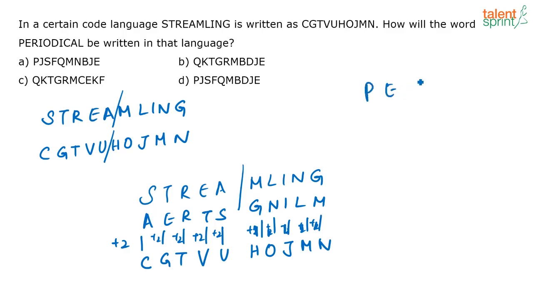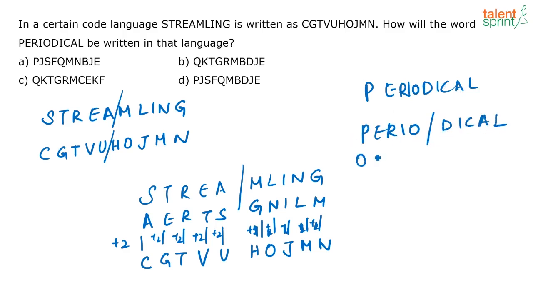So if you have the word periodical, how will you do it? Again you have to split it into two sets, correct? P-E-R-I-O, that is one set, D-I-C-A-L. Now write these letters in reverse. You will have O-I-R-E-P, and here you will have L-A-C-I-D. Now for the first set you do plus 2, for the second set you do plus 1.